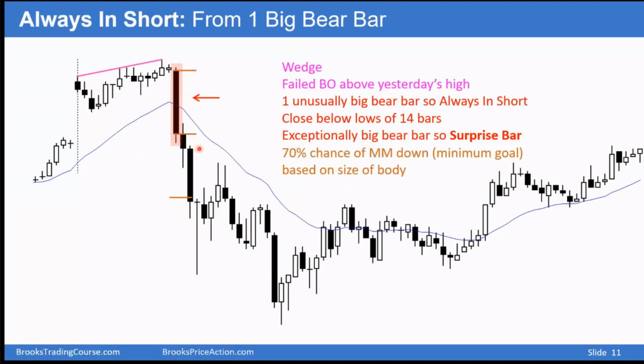70% chance of at least a measured move down based upon the height of the bear breakout. It's a 1 bar bear breakout. Open of the first bar, close of the final bar. It's only 1 bar. You'd expect at least a measured move down based upon the height of that body.